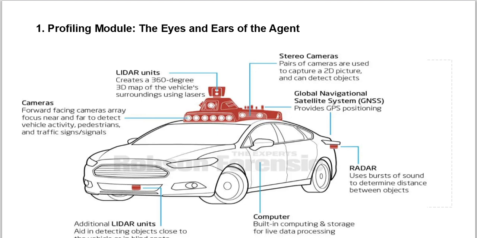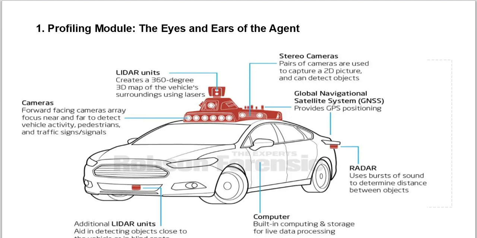Imagine a self-driving car equipped with radar, lidar, and cameras. The profiling module processes the input from the sensors, identifying obstacles, traffic lights, and lane markers, ensuring the vehicle navigates safely and effectively. On the screen, you are seeing the diagram of an autonomous vehicle, and you can see the various components on it: cameras, lidar units, stereo cameras, global navigation satellite system, radar, computer.